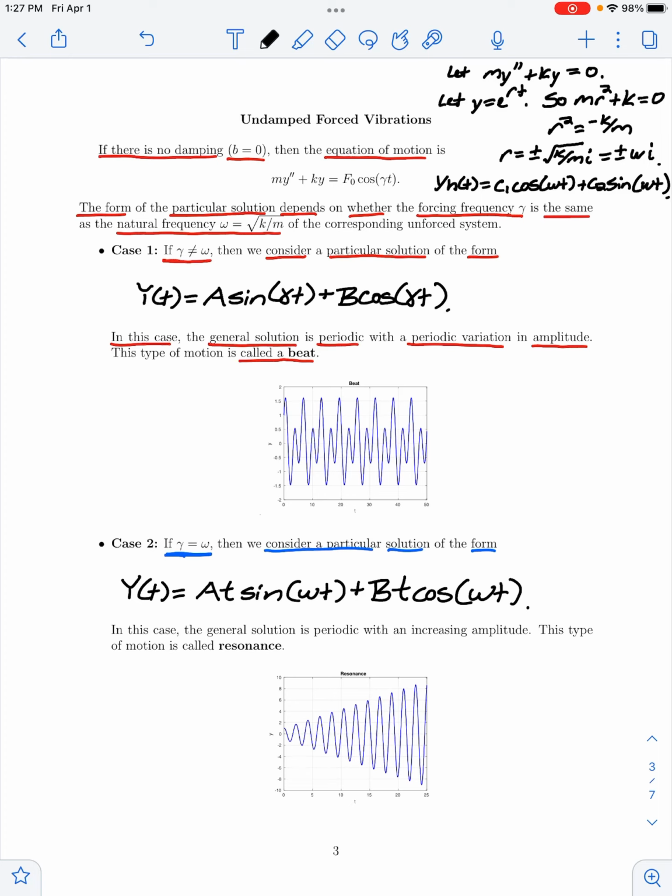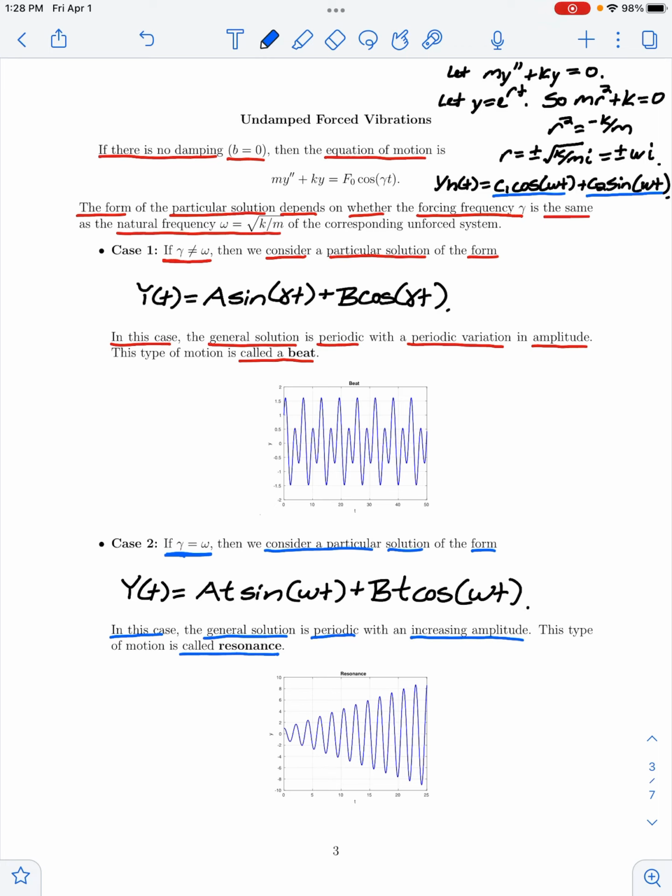So in this case, that gamma is equal to omega, for our particular solution, we can't just consider a constant times sine or cosine of omega t, because a constant multiple of cosine omega t or sine of omega t were already part of the homogeneous solution. So our particular solution would then have this form, A times t sine, or B times t cosine. And in this case, our general solution, which would be the sum of our homogeneous and particular solutions, is periodic with an increasing amplitude. As t increases, our particular solution is oscillating, but with an increasing amplitude. And this type of motion is what's called resonance.